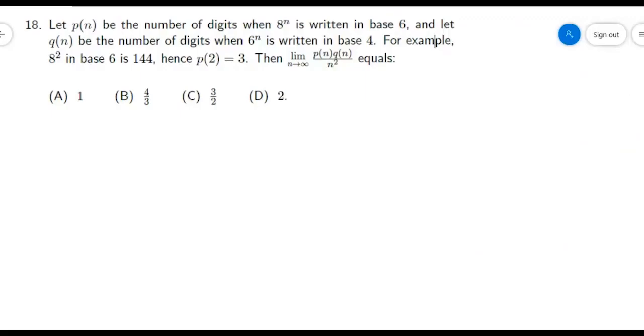Now question number 18 says, let Pn be the number of digits when 8 to the power n is written in base 6, and let Qn be the number of digits when 6 to the power n is written in base 4.